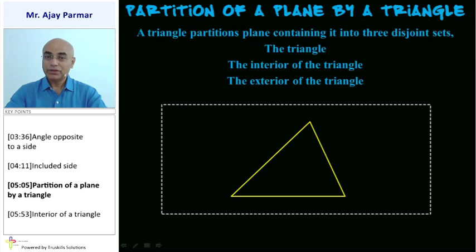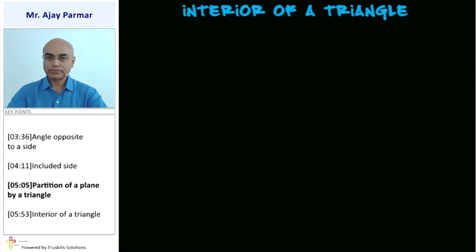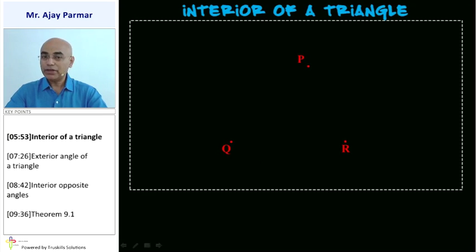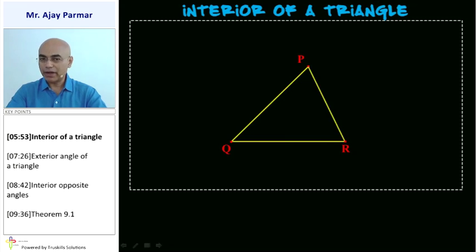That means the intersection of a triangle and its interior, or else the intersection of interior and exterior, or else the intersection of triangle and the exterior, all of them are null set. What do we understand by the interior of a triangle? Supposing we are given three distinct non-collinear points P, Q and R in the given plane. Therefore, we obtain a triangle, that is triangle PQR.